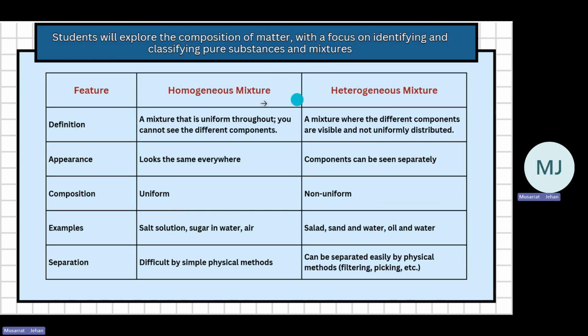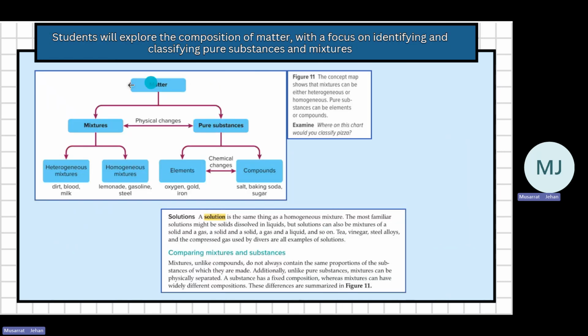So this is the definition, you can go through this table. Differences between homogeneous and heterogeneous. We just went through it. Composition, appearance, example, and how we can separate them. So here they have summarized it.